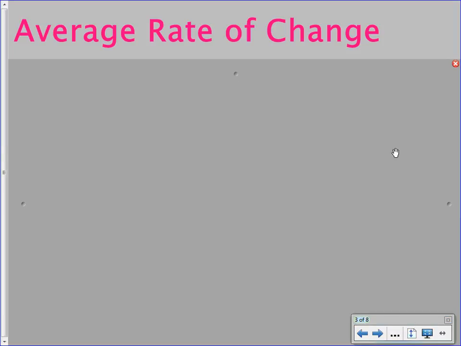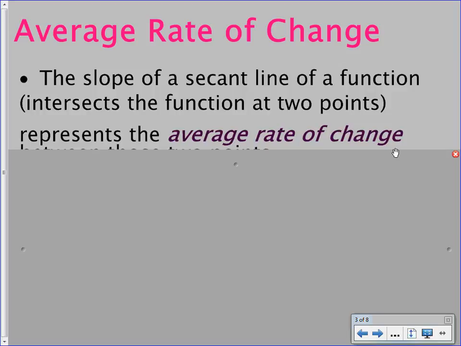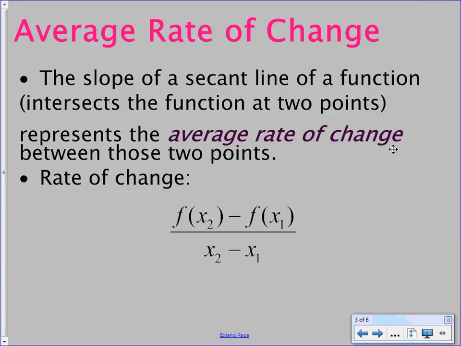Average rate of change. When you hear rate of change, what do you think of? A line, and what specifically about the line? The slope. When you hear rate of change, you think slope. Okay, so we're going to talk about average rate of change. We can't really find slope per se of a curve that's not a line, but what we can find is the average rate of change. The average rate of change is the slope of the secant line of 2 points on a curve.